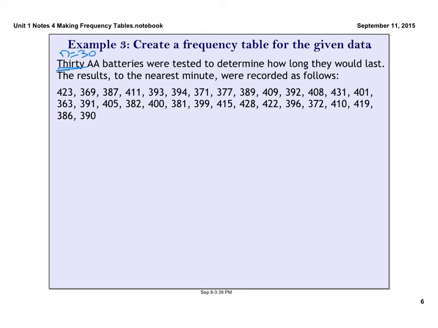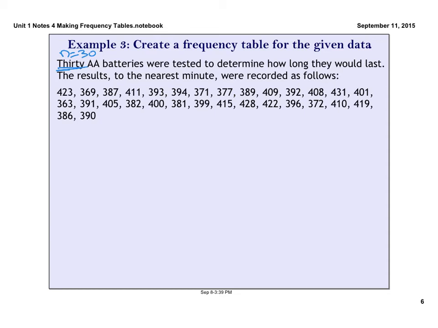Did I say AAA? I meant AA. AA batteries were tested to determine how long they would last. The results to the nearest minute were recorded as follows. So there's the number of minutes that all of these AA batteries last. So again, I'm going to start by noting I know my N, which is good.